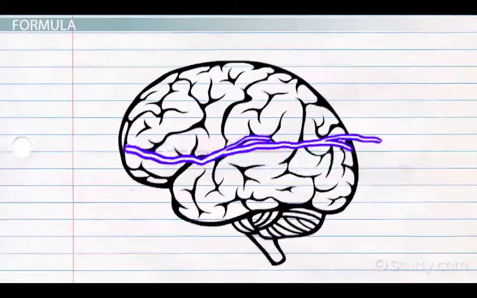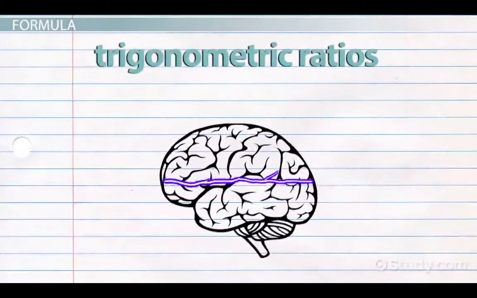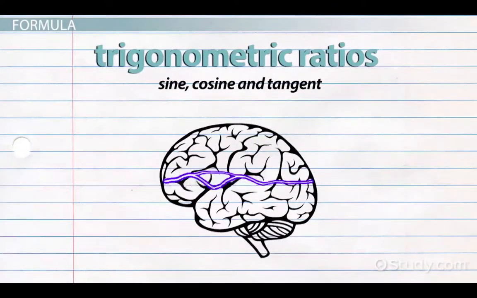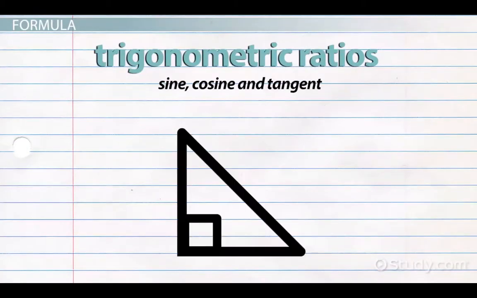In order to find the angle of depression, we must have some prior understanding of trigonometric ratios: sine, cosine, and tangent. Remember, these ratios only apply to right triangles.